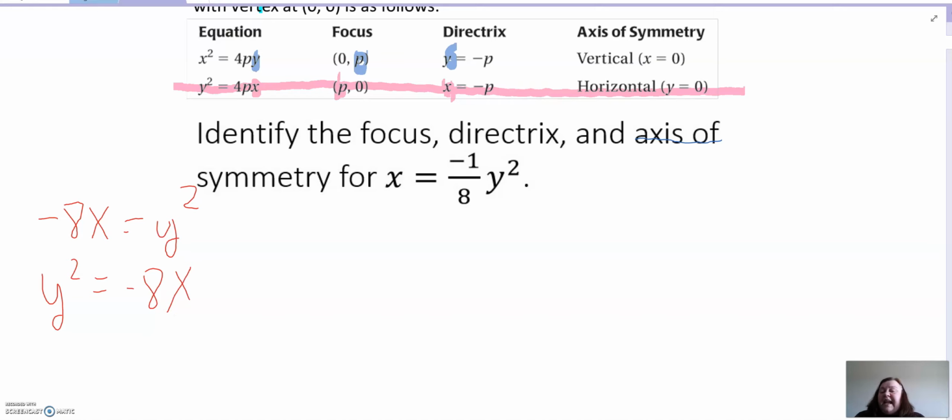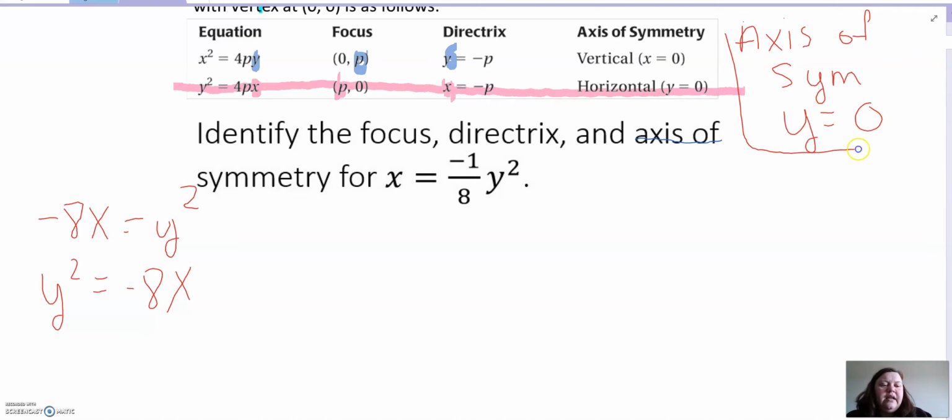Now, without doing any other work, now that we know it's like that second row, our axis of symmetry is going to be y equals 0. I'm going to go ahead and list that up here. So our axis of symmetry, y equals 0. Okay. So we have that piece of information out. I can go ahead and cross it out. Won't need to find it.